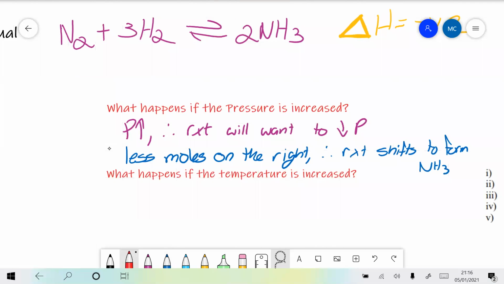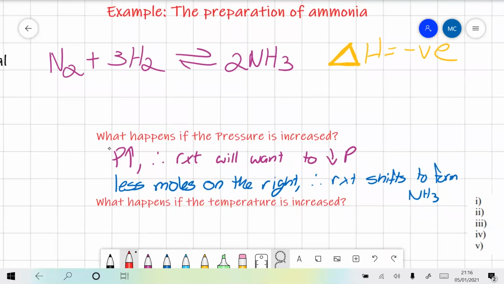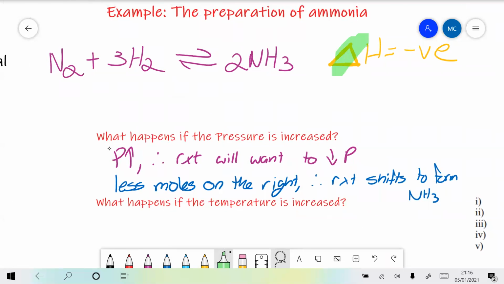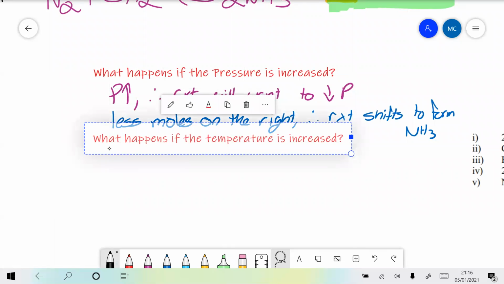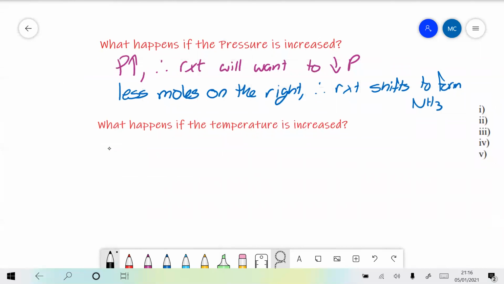What happens if the temperature is increased? So we can see that this reaction is exothermic. Okay? So the forward reaction, by the forward reaction we mean formation of ammonia, is exothermic. Okay, so let's move this downwards a little bit, more space.